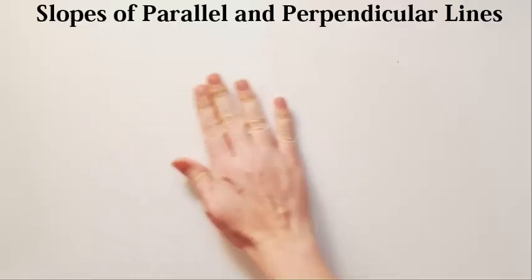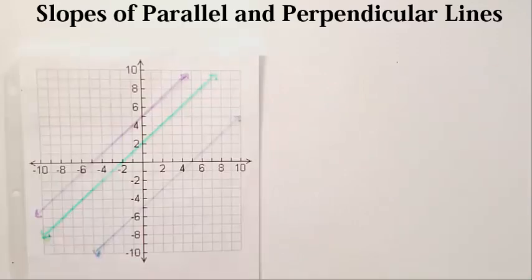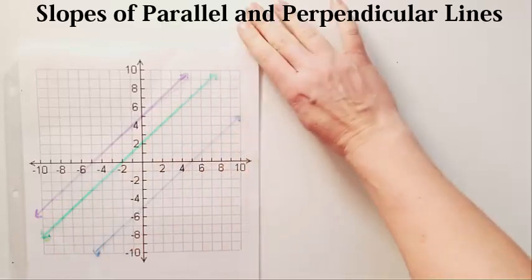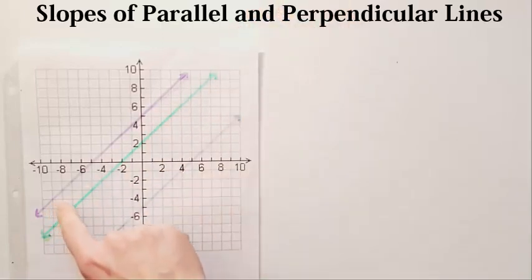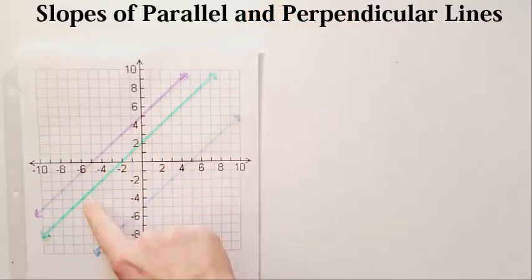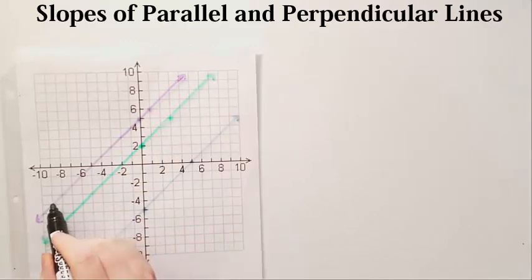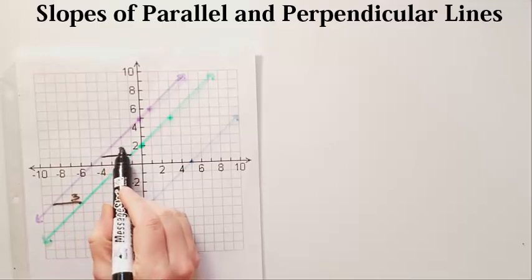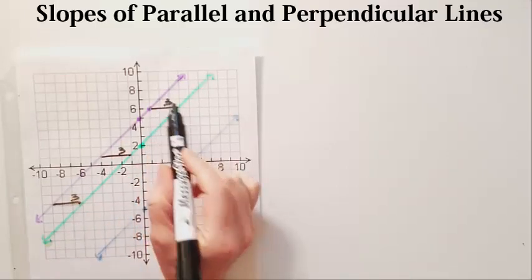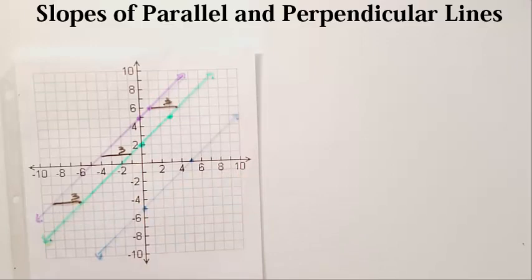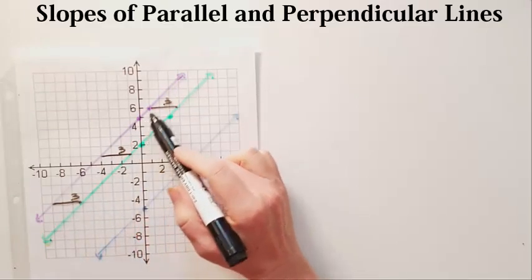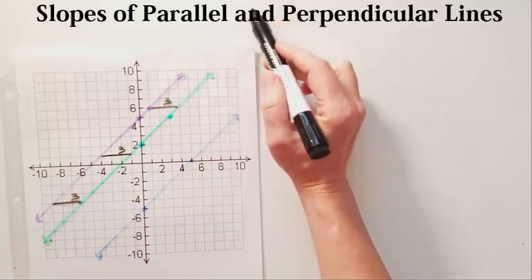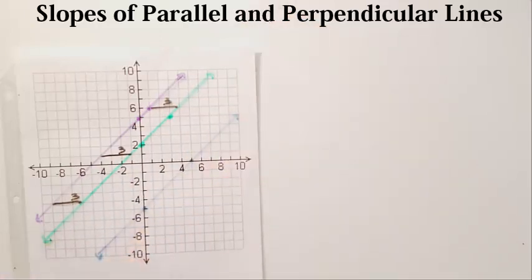So now we're going to do slopes of parallel and perpendicular lines. All three of these lines are parallel. Visually, I can see that they all go in the same exact direction, and it looks as though they're always the same distance apart from one another. The purple and the green line are 3 spaces apart. If I keep going, I see that it is always 3 spaces apart. So the green and the purple line will always be the same distance apart, even way up here or way down here, which means they could never cross.